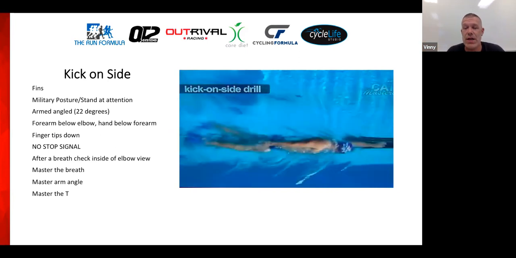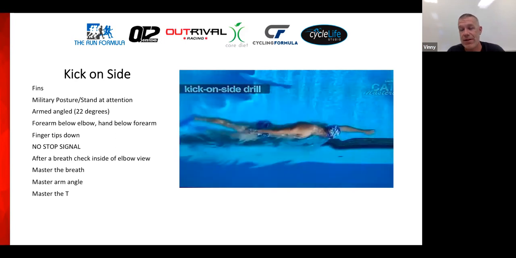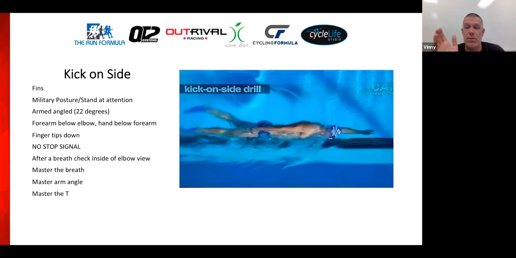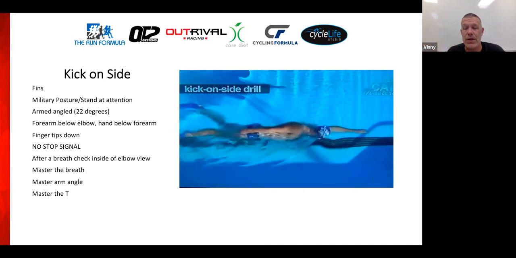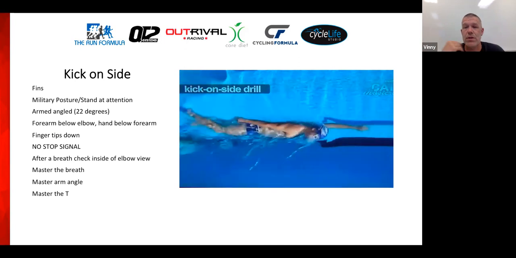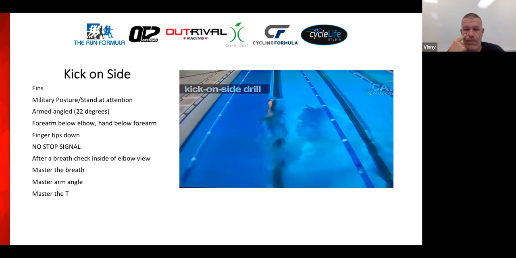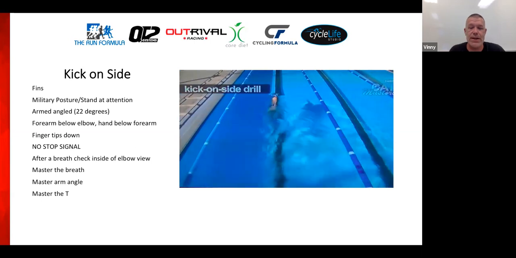Do you have to all the time? No. Whatever works, whatever is faster, do it. But just make sure you do have it in your bag of tricks, because sometimes you just can't control the side you breathe on due to the course and the conditions. Okay, so that is kick on the side.